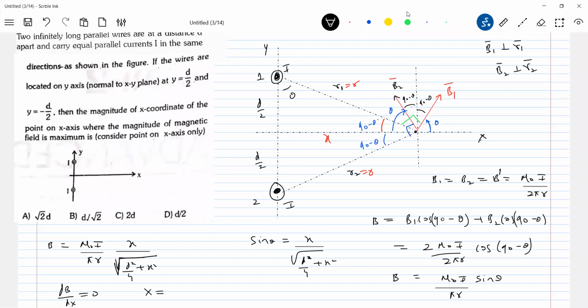A very important problem. Any concept can be linked with this. When you have two wires, the field sum will be maximum. Maximum in the sense it increases, becomes maximum, then decreases. D by root 2. Root 2, huh? Check it once.